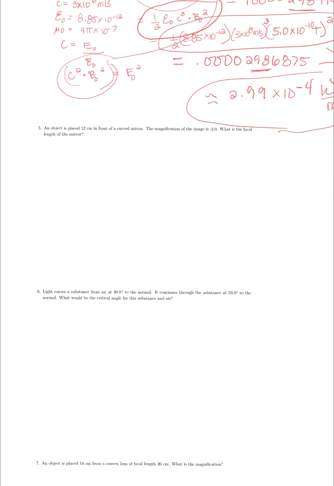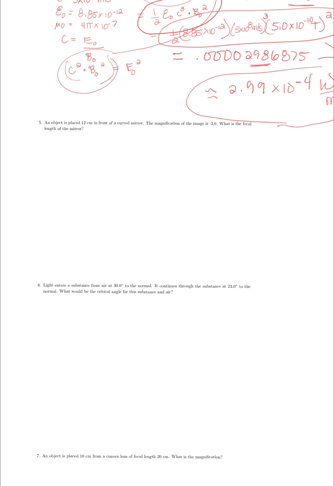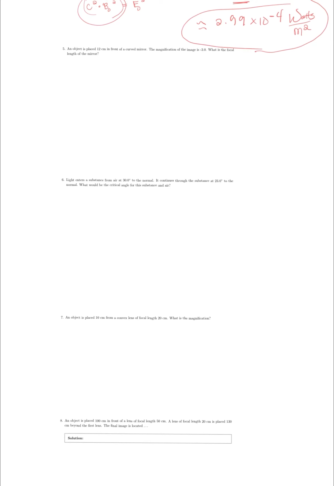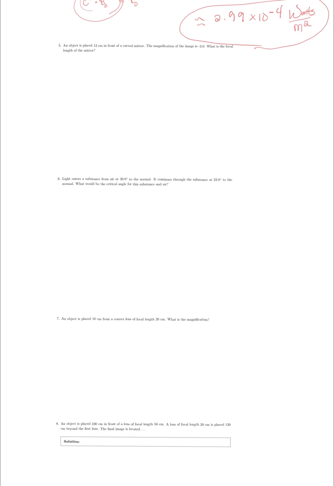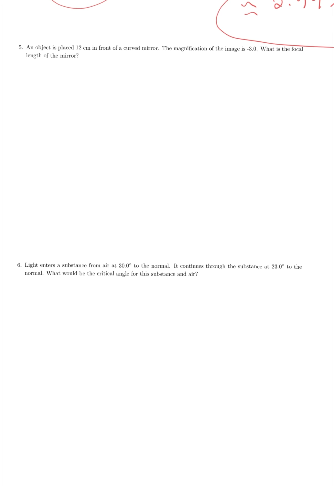Okay, so now we're going to jump into, I think the rest of these are from chapter 23. And we only have, well, 4 more. So my teacher really liked chapter 23. Okay. An object is placed 12 centimeters in front of a curved mirror. The magnification of the image is -3. What is the focal length of the mirror?